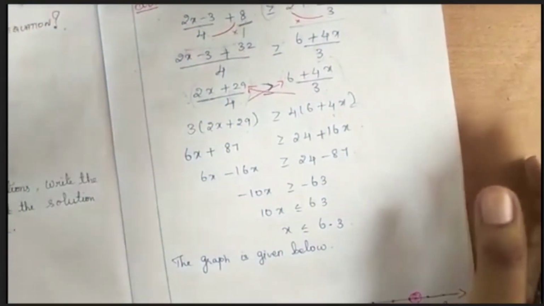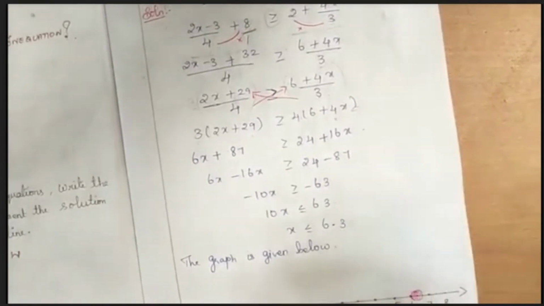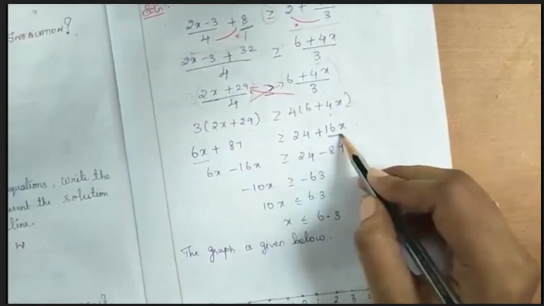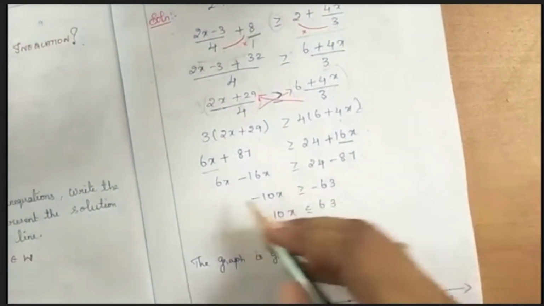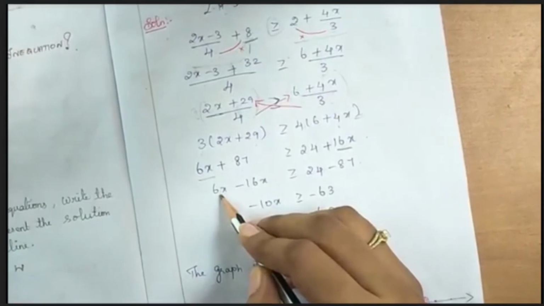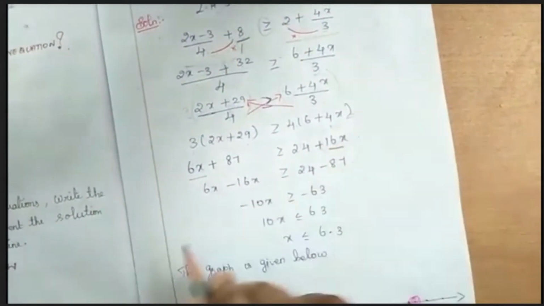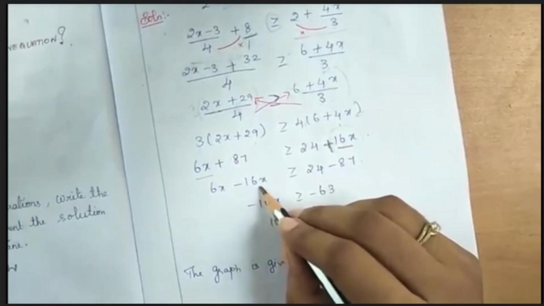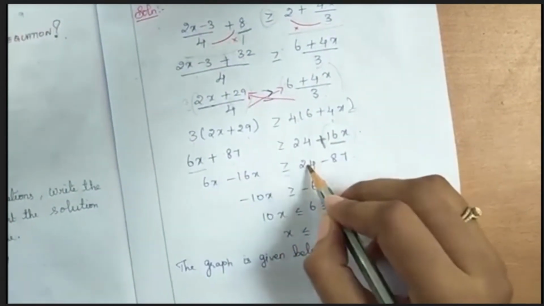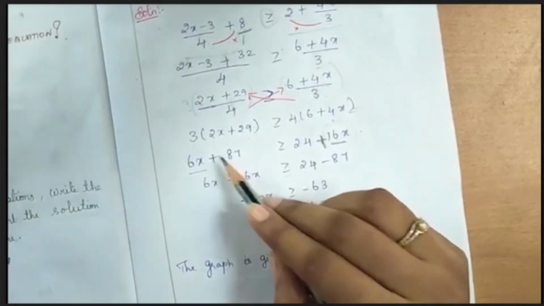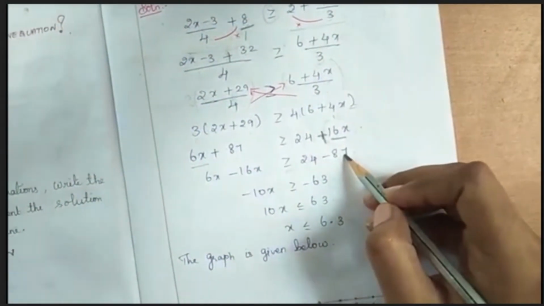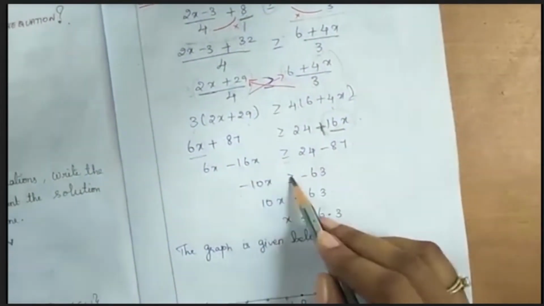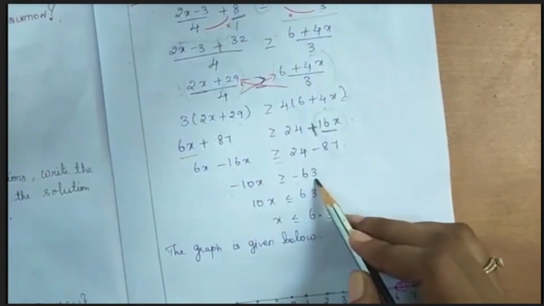Now we are going to find the value of the variable. How will you find it? We have to bring all the variables to one side and all the constants to the other side. Here 6x and 16x are the variable terms. 6x is already here, so bring only the 16x to the other side. It is already in plus, so if you bring it to the other side, it will become minus 16x, greater than or equal to 24. Now I am bringing this 87 to the other side. It will become minus 87. If you subtract, the answer will be minus 10x greater than or equal to minus 63.